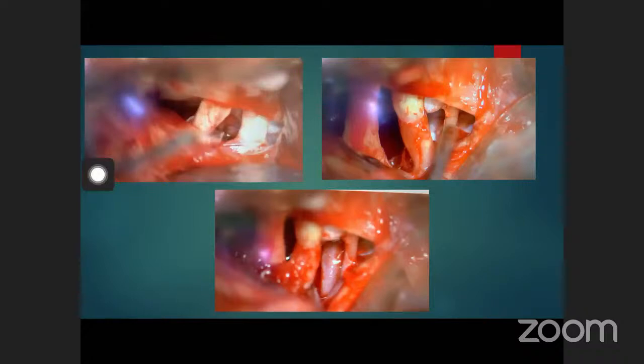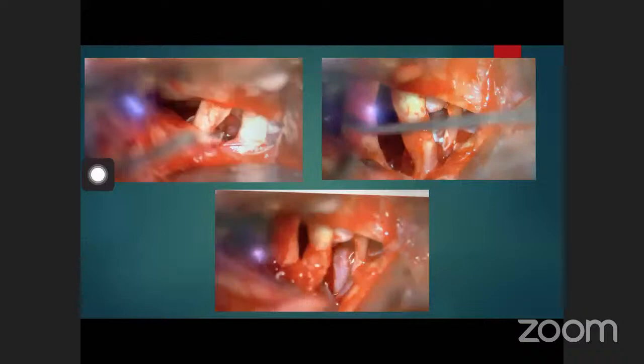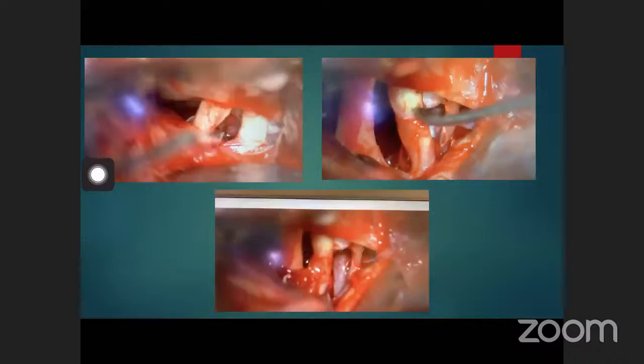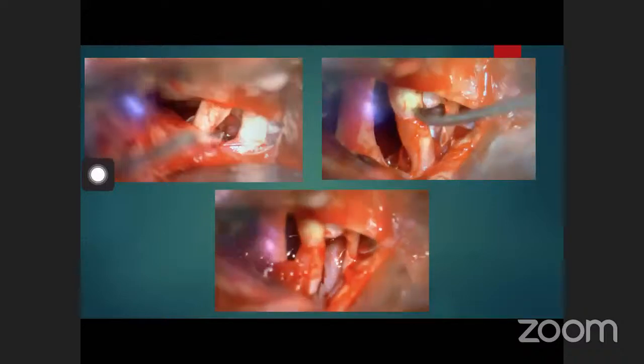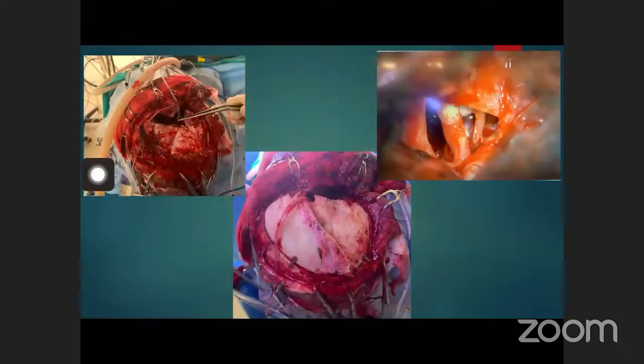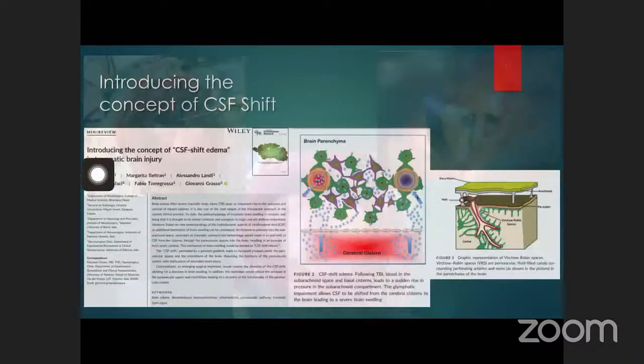So the same way in India, I expect that our residents start this. This is how it is at closure. Brain is so lax, bone flap is kept back. Now, what's the principle of this? The principle is CSF shift edema.